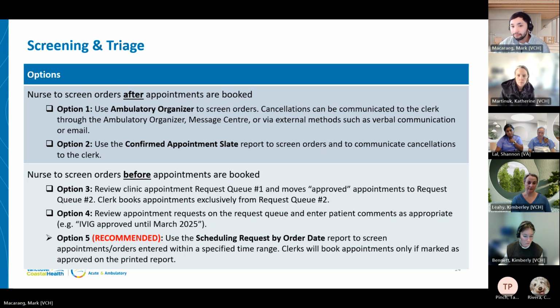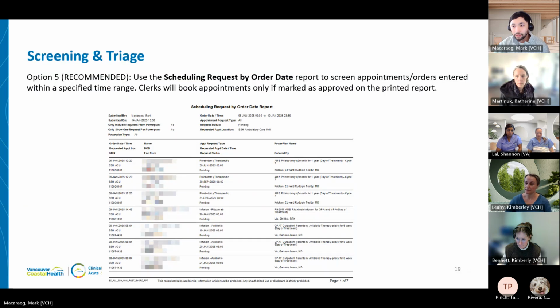Then our last option here, which is our recommended option, is to use the scheduling request by order date report to screen appointment requests within specific time ranges. For example, we can pull this report to pull appointment requests entered yesterday or last week. The nurse would then mark on that report which appointments can be booked, and then they'll hand it to the clerk to follow. So here's a screenshot of the report, and as you can see, it includes patient information and details of the appointment request as well.